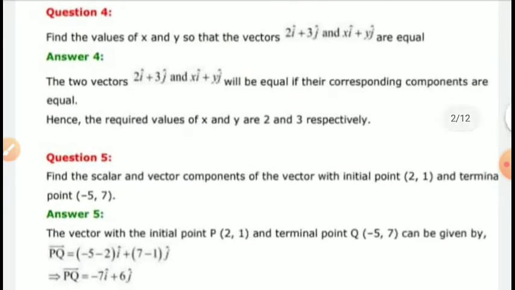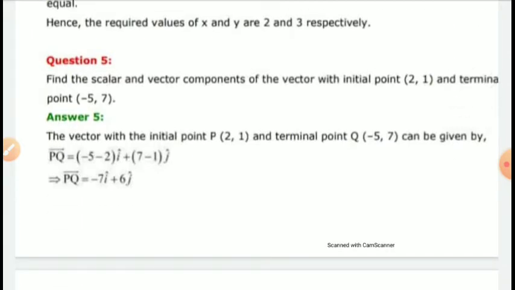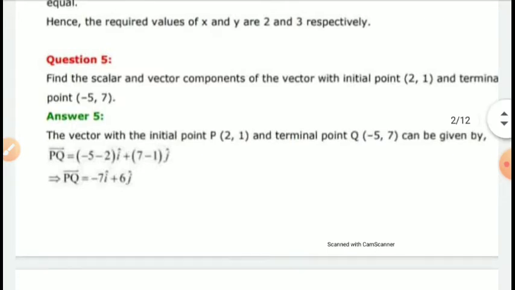Okay, now let us go for the fourth question. Find the values of x and y so that these two vectors are equal. Equal vectors means x should be 2 and y should be 3. So that is very clear, and you can do that. And the fifth question: find the scalar and vector components of the vector with the initial point as 2 comma 1 and terminal point as 5 comma 7. So the initial point is given to you as 2 comma 1, and the terminal point.